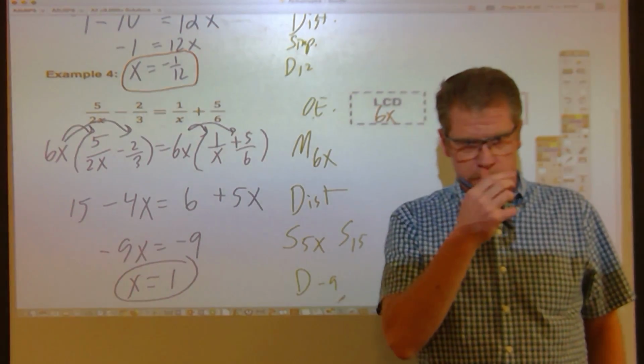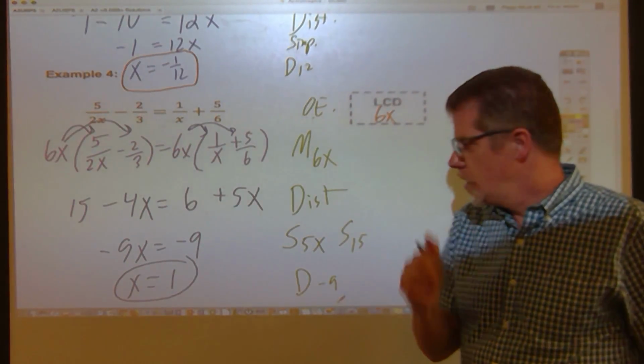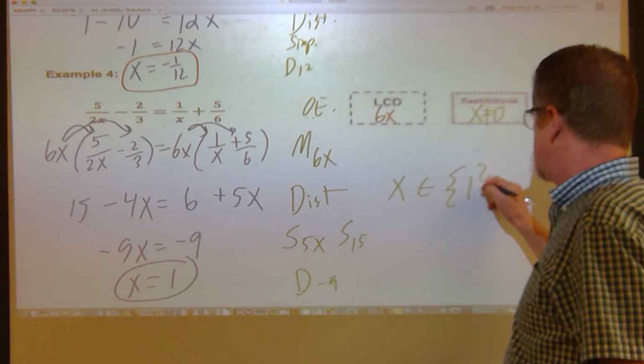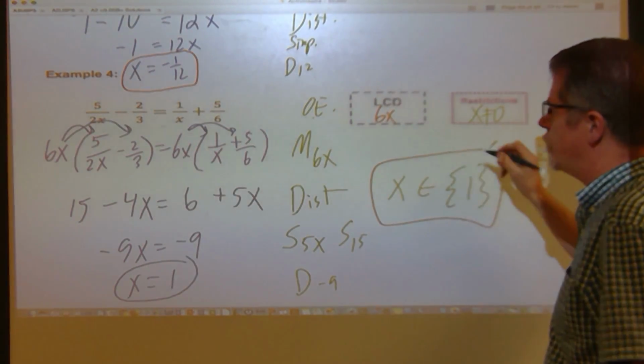Do we have to do x to the L? I'm sorry, what's that? Never mind. Yeah, well, if you do set notation, it would look like this: x is an element of the set 1. Further questions?